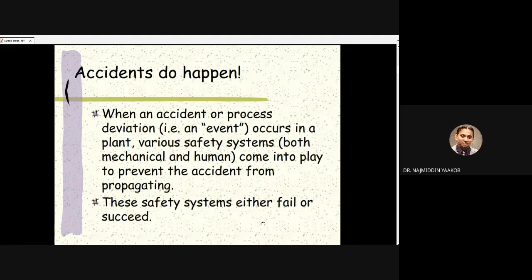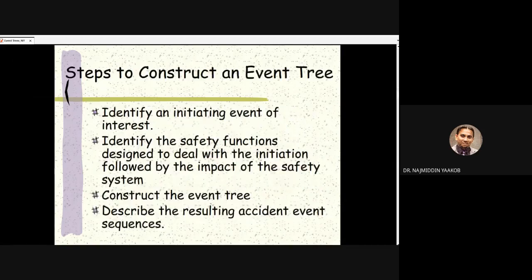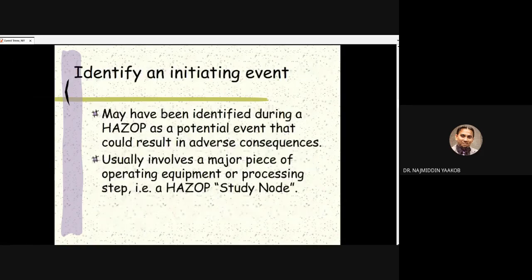As you know, accidents always happen. So I'm going to skip this; you can just read through it. All right, for an event tree analysis, normally we have an initiating event. The main thing when you construct an event tree is the initiating event. This initiating event must have been identified during HAZOP, right? It usually involves a major piece of operating equipment or process step, for example, a start-up.